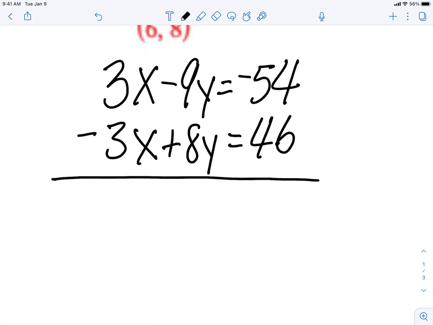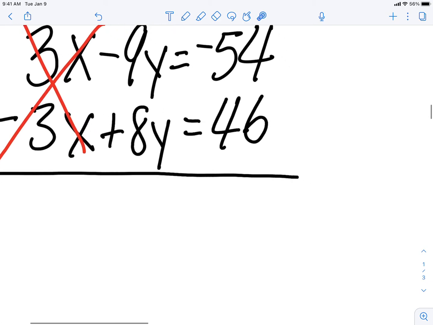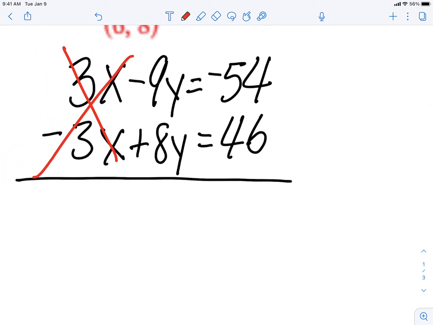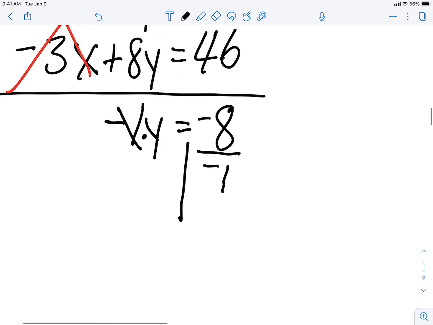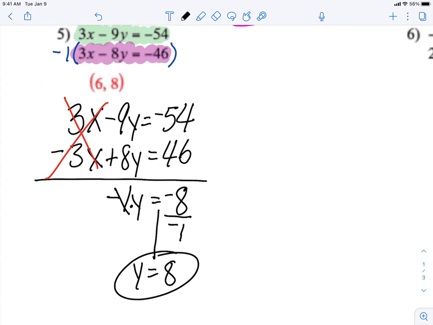Draw my line of separation. This is perfect because these two cancel out. Negative 9y and the positive 8y is a negative 1y. Negative 54 and a positive 46 is a negative 8. The opposite of multiplying by negative 1 is dividing by negative 1. I got ahead of myself. Y is equal to negative 8 divided by negative 1. It's just positive 8. Just like that.